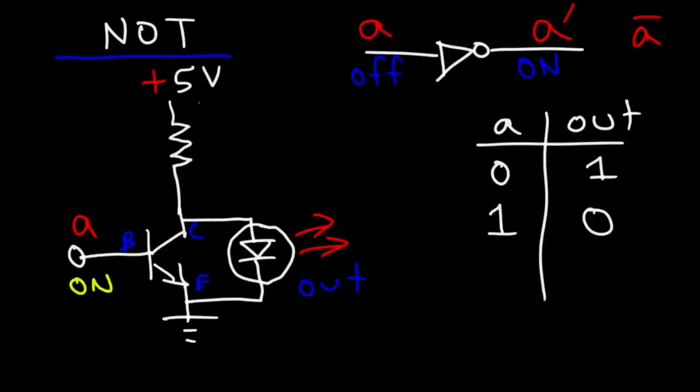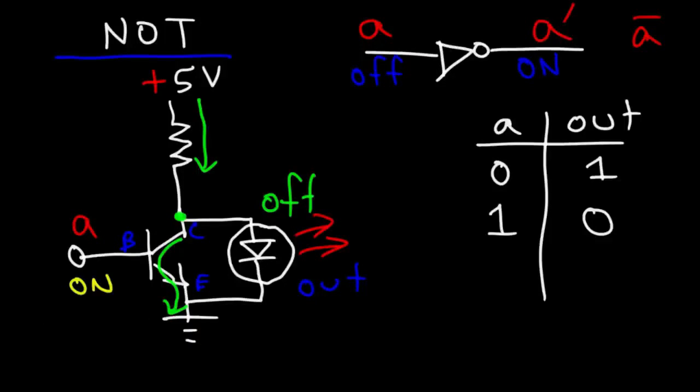So current will flow from the positive 5 volts through the resistor. Now, once it gets to this point, it has two options. The current can flow to the right or it can flow to the left. Electricity will always take the path of least resistance. And if the transistor is on, then the path of least resistance is from the collector to the emitter. So therefore, no current will flow in this direction. So this will be in the off state because the current has been diverted through the transistor.